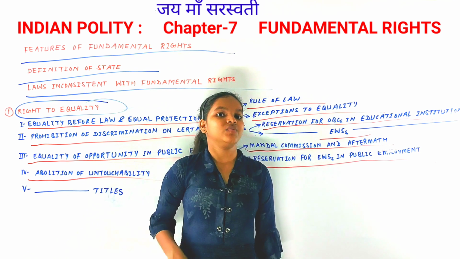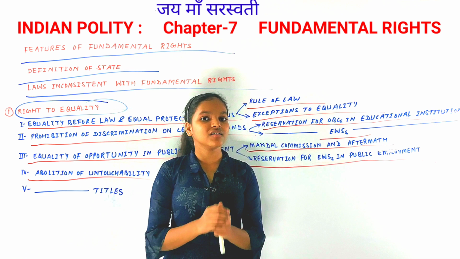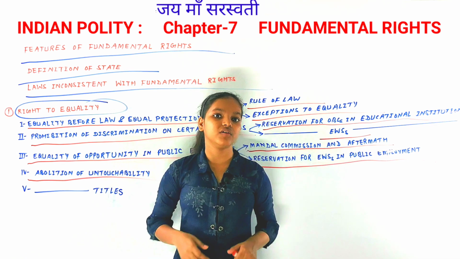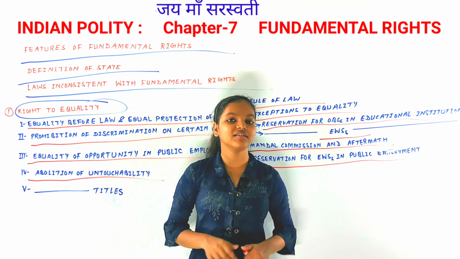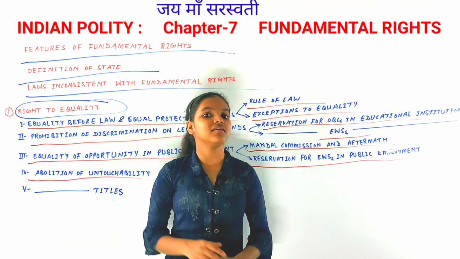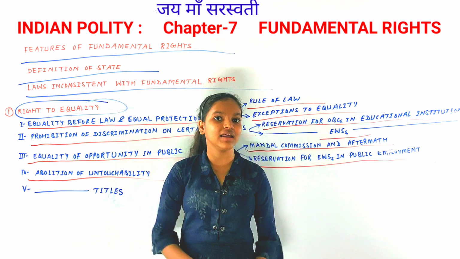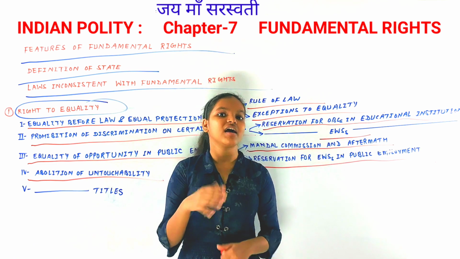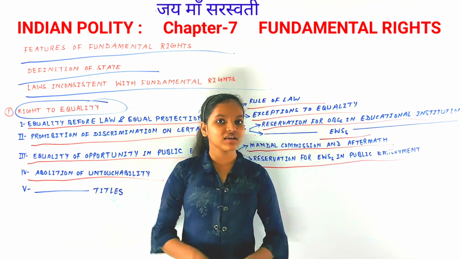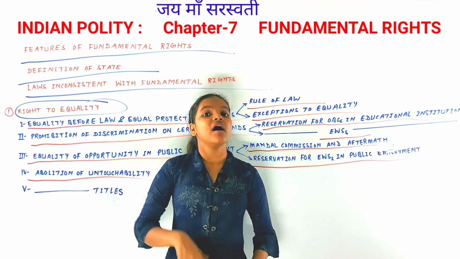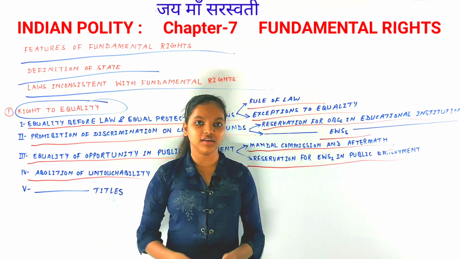This right is guaranteed against private individuals as well, and this right doesn't cover the part of social boycott in matters of religion etc. So Article 17 is abolition of untouchability.